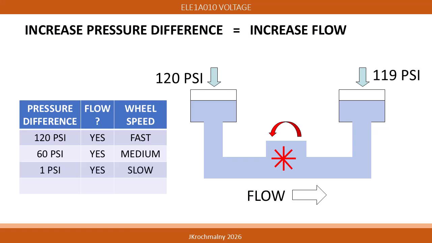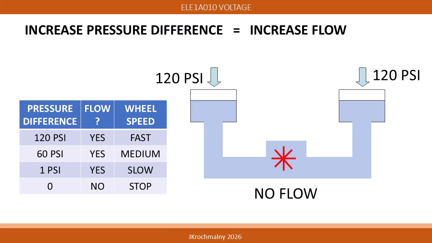In this slide, we have increased the right side pressure to 119 psi, while keeping the left side at 120. This results in a pressure difference of 1 psi. Under this condition, the paddle wheel still spins, but at a slower rate.